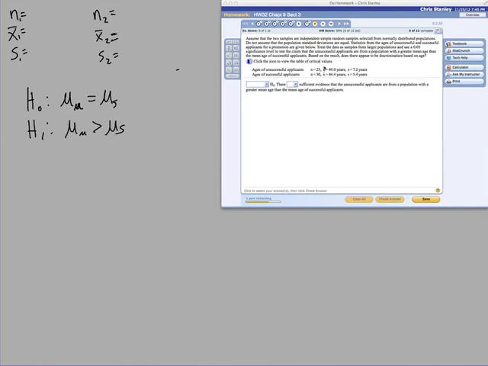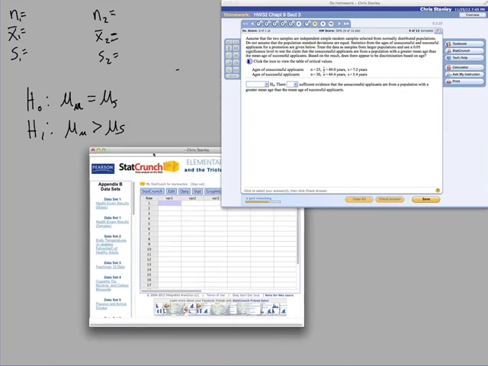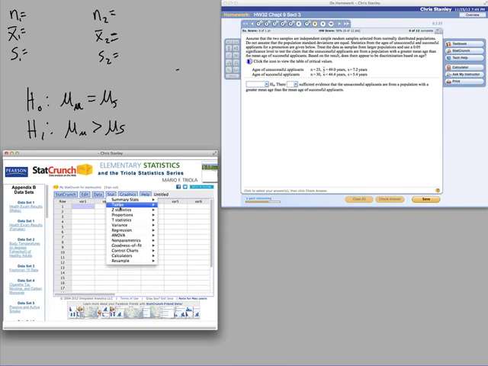They give you S. This S is from these 23 people. They tell you they're normally distributed. See, I don't have 30 there. So see, this first one, the conditions wouldn't be met, but I have that there. Okay, so let's go right to our StatCrunch. We're doing a 2 sample Z.